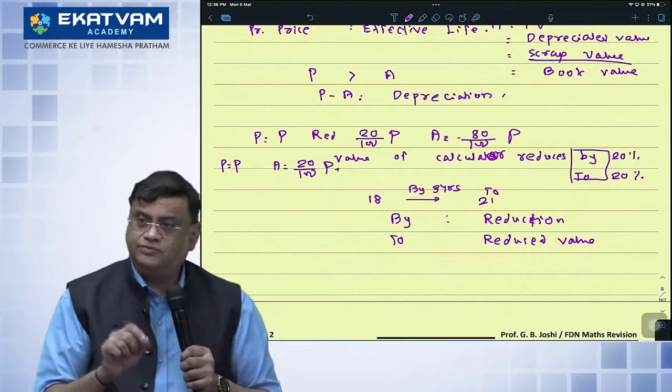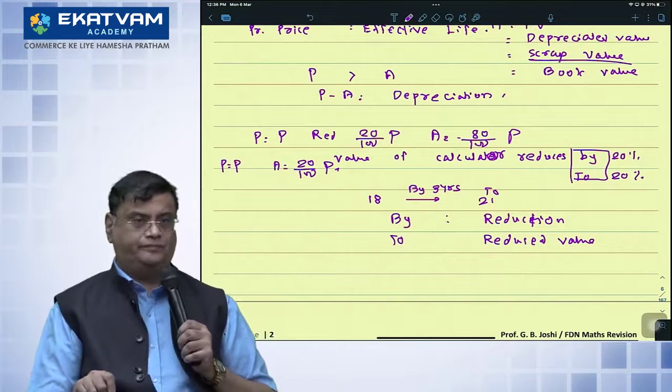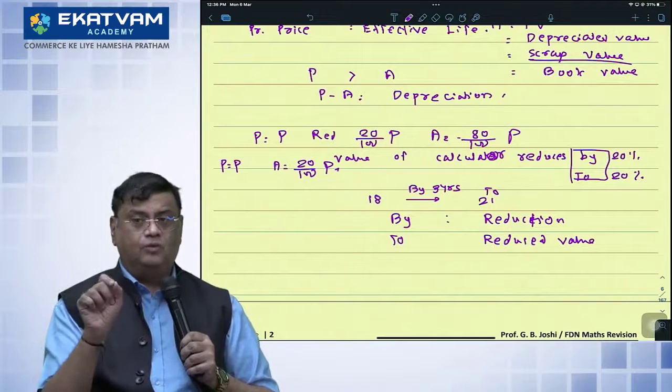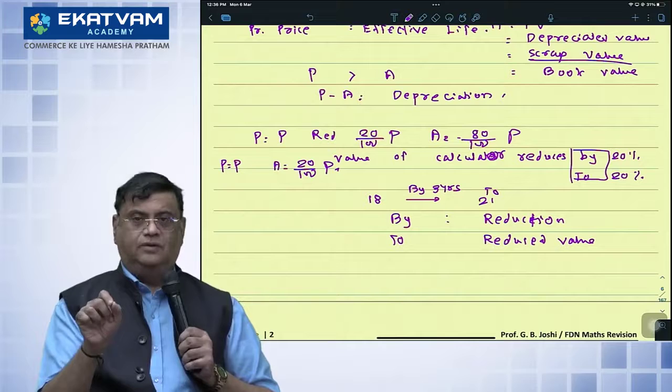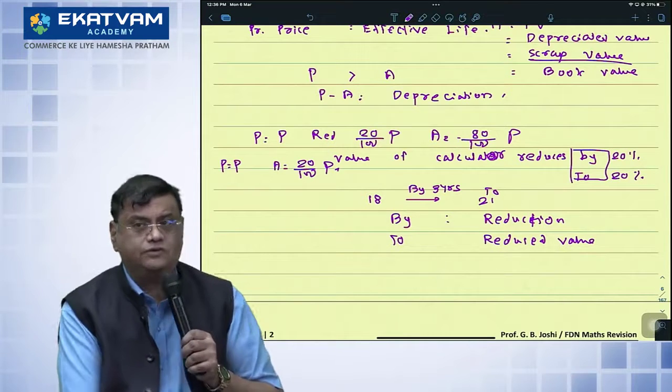If you have not understood this, it is going to be a problem in the examination hall. So write this: by means reduction, and to means the remaining value after reduction. So that is the reduced value.